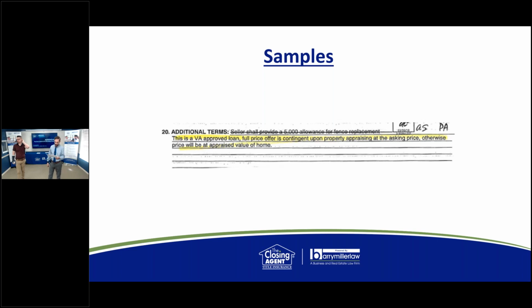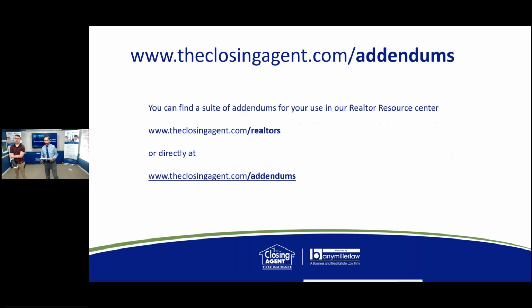But then it says this is good for the buyer, but not for the seller, because again, as Christian was saying before, there's no floor. So a $200,000 contract comes in at 185. Otherwise, price will be appraised value of home, then a 185. Big disappointed buyers and sellers, that can cause you a lot of problems.